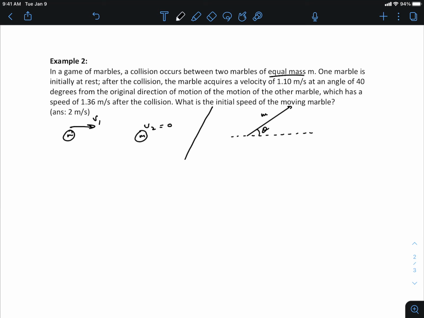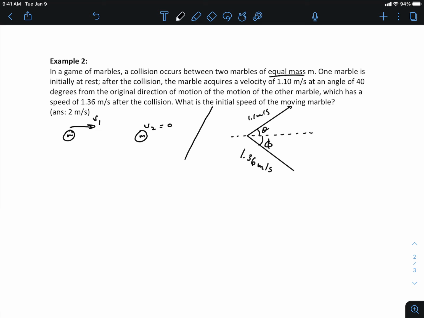This would be a mass, and one of them has a velocity of 1.1 meters per second. And the other one moves off at another angle. They're not necessarily 90, but we'll call this angle phi, so theta and phi. It didn't tell us the angle for that one, what phi was. We can say 1.36 meters per second here.